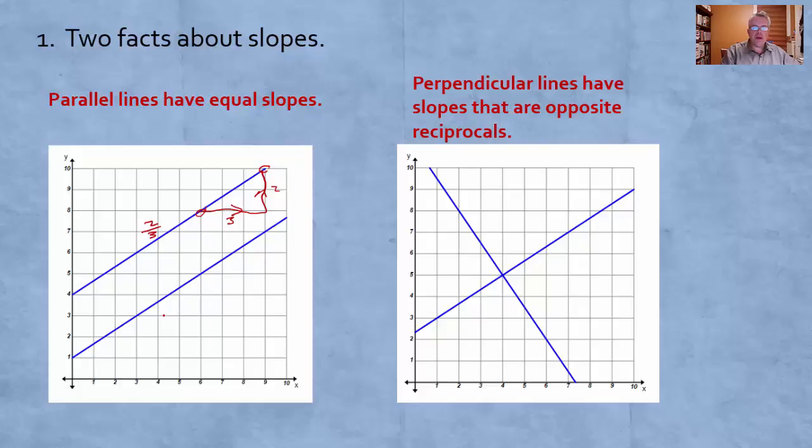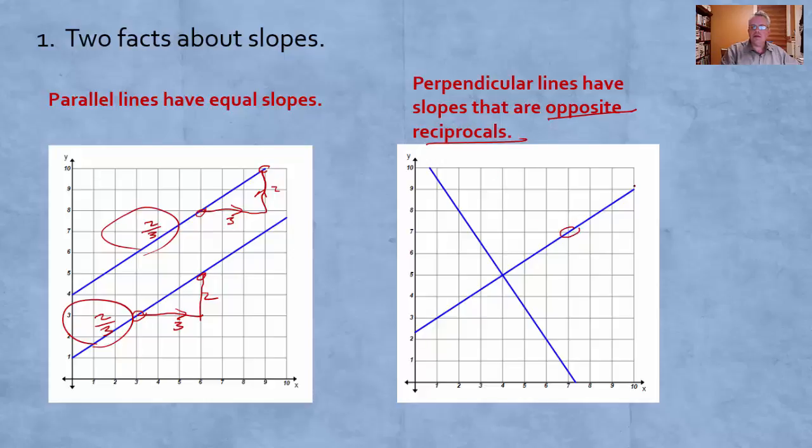The second line is parallel to it, and if I find its slope by using a slope triangle, I'm going to find that it's the same thing. So the run is 3 again, the rise is 2, the slope of this one is 2/3. So parallel lines have equal slopes. The one that's a little bit confusing are perpendicular lines. They have slopes that are opposite reciprocals.